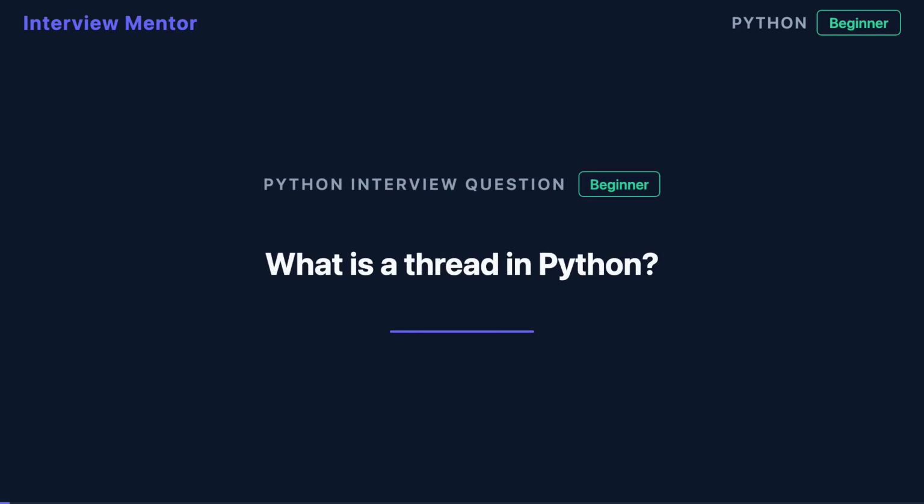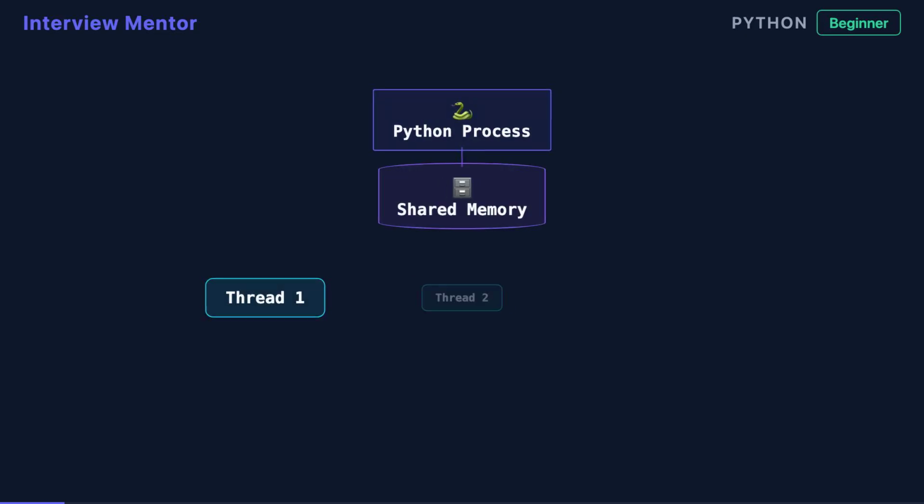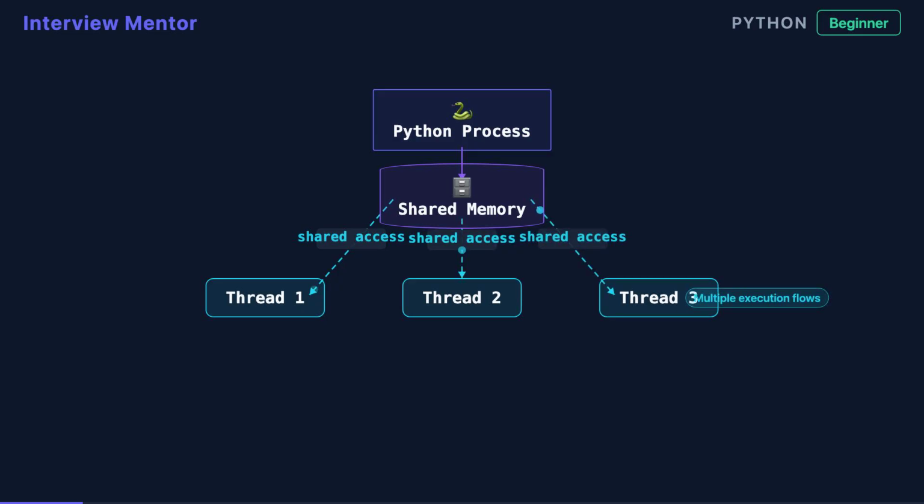Here's a twist that surprises many Python developers. Threads don't actually run your code in parallel. Let's see why. A thread is a separate flow of execution within a single process.